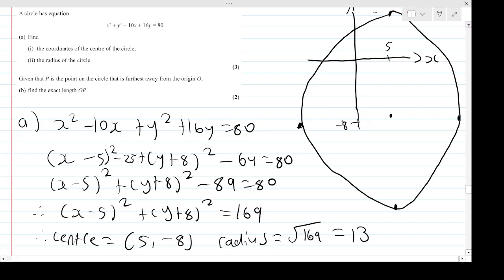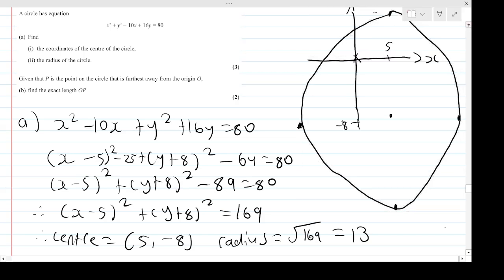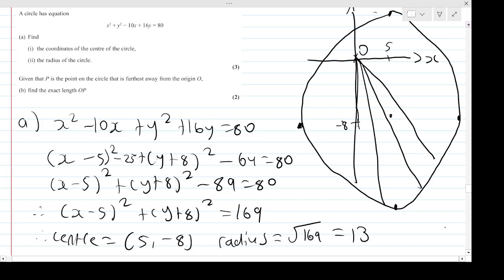Now what we are told is that P is the point on the circle that's furthest away from the origin. Now the origin is here, right? That's the origin. So if we draw from the origin to any point on the circumference, to any point on the circle, where's the furthest away it's going to be, right?